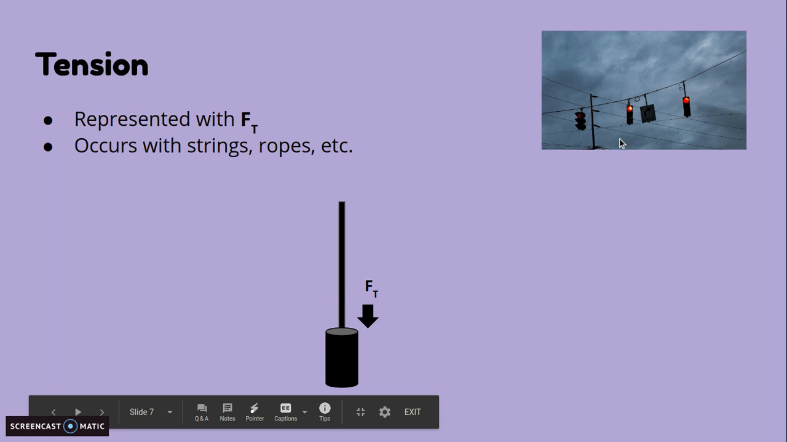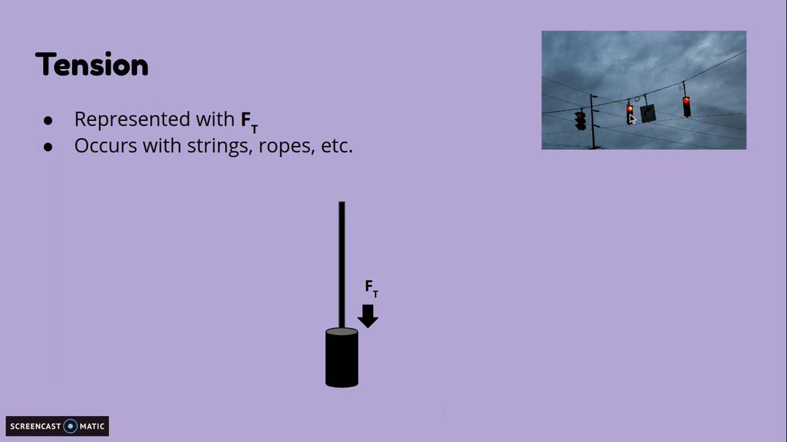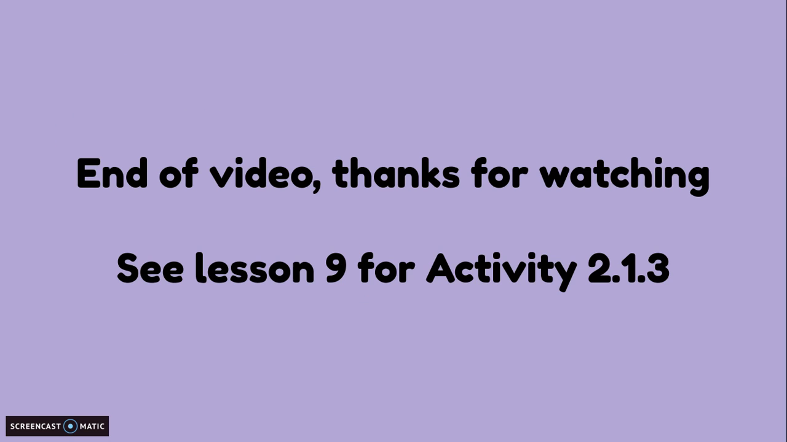Sorry about that. An example that you'll see in activity 2.1.3 is a stoplight. How is the stoplight not coming down? Well, there's tension force. Gravity brings it down, but it's staying where it is. And we'll talk more about that in the next video.